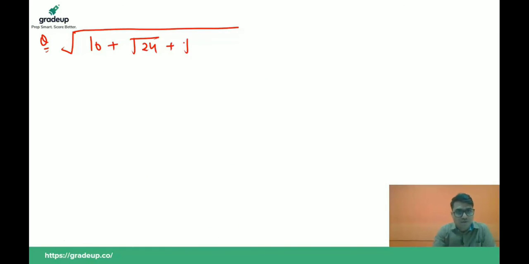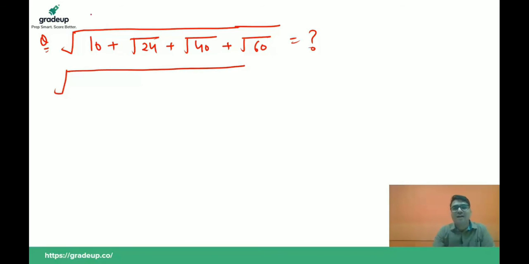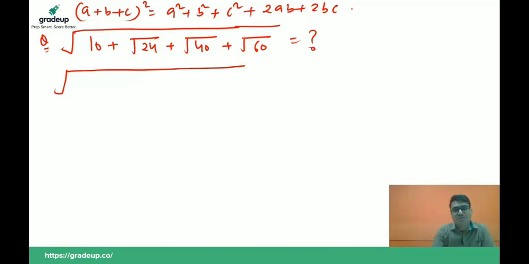The next question is: under root of 10 plus root 24 plus root 40 plus root 60. Alright, now we have to find this, so we'll proceed like this. This is a very interesting question, guys, and I will use this formula in this: A plus B plus C whole square is equal to A square plus B square plus C square plus 2AB plus 2BC plus 2CA. Okay, now I can write this like this.